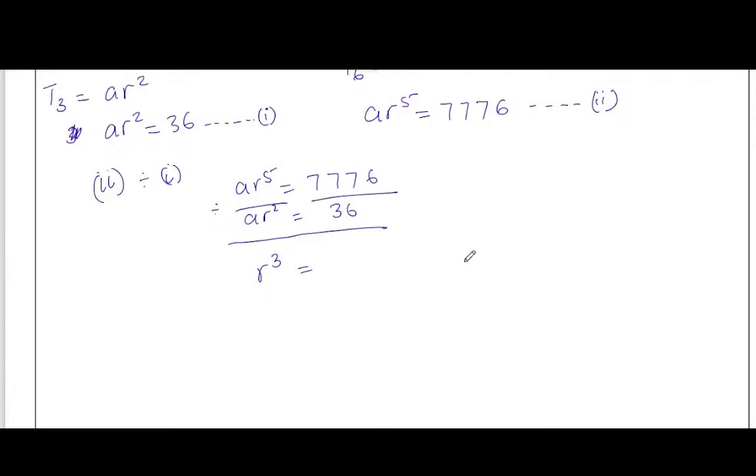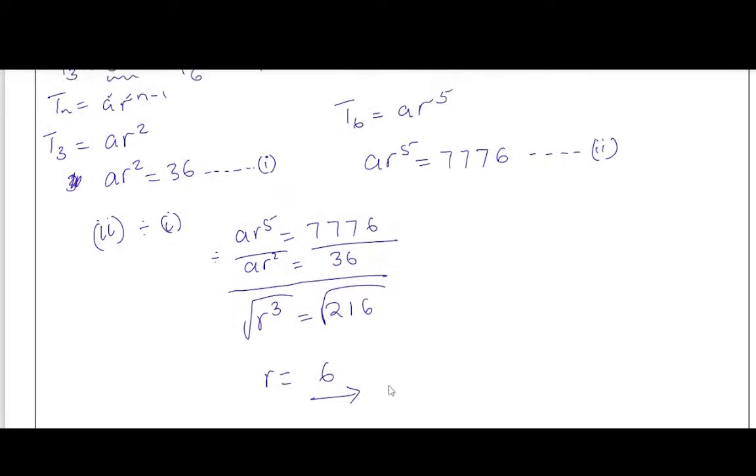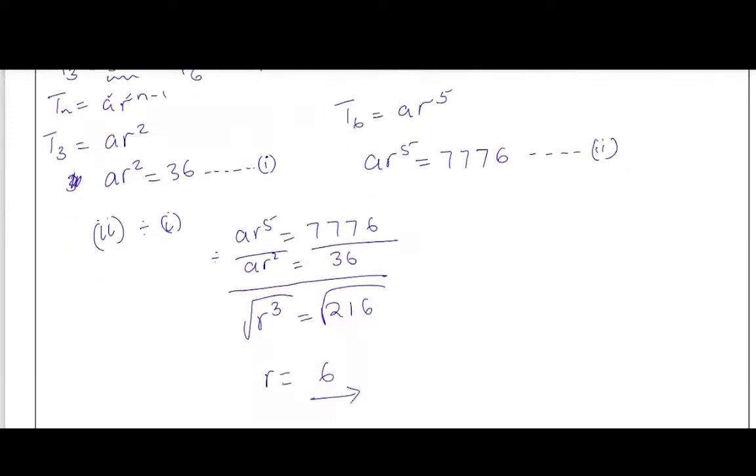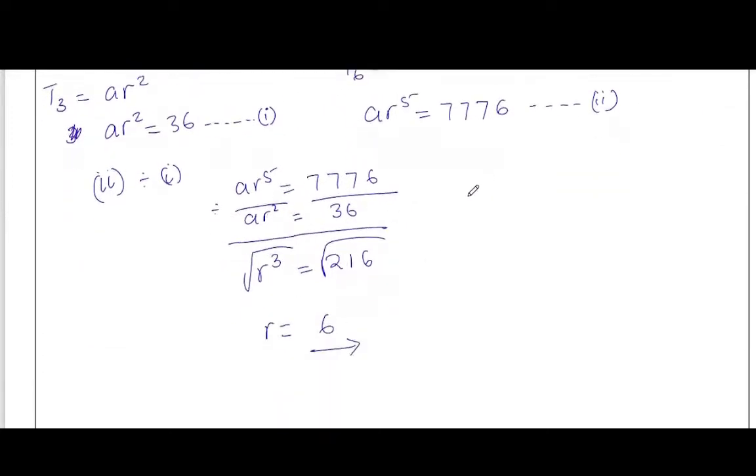And then if I have 7776 divided by 36, my answer is 216. And then I can either take the cube root, or I can express the 216 in exponential format with an exponent of 3. If I take the cube root, my r is going to be 6. Mind you, the question was asking for the r and the a. So having obtained our common ratio as 6, we can use equation 1. We substitute r into equation 1 to find a.